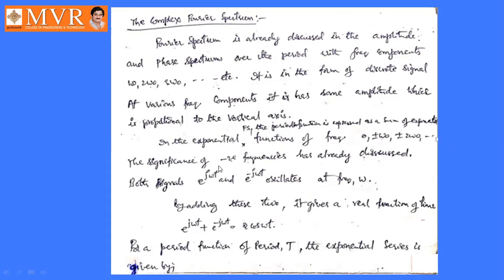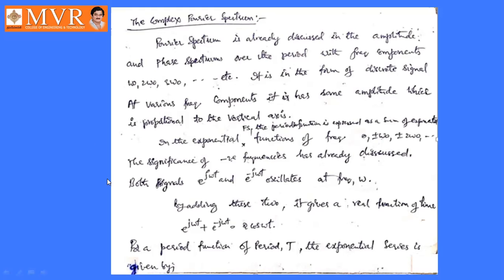Both signals e power j omega t and e power minus j omega t oscillate at frequency omega. So by adding these two, it gives a real function of time, that is e power j omega t plus e power minus j omega t is nothing but 2 cos omega t. As we already know that cos theta is e power j theta plus e power minus j theta by 2, or e power j theta plus e power minus j theta is equal to 2 cos theta. Here theta is replaced by omega t, that's why e power j omega t. So it is e power j omega t plus e power minus j omega t is equal to 2 cos omega t, right?